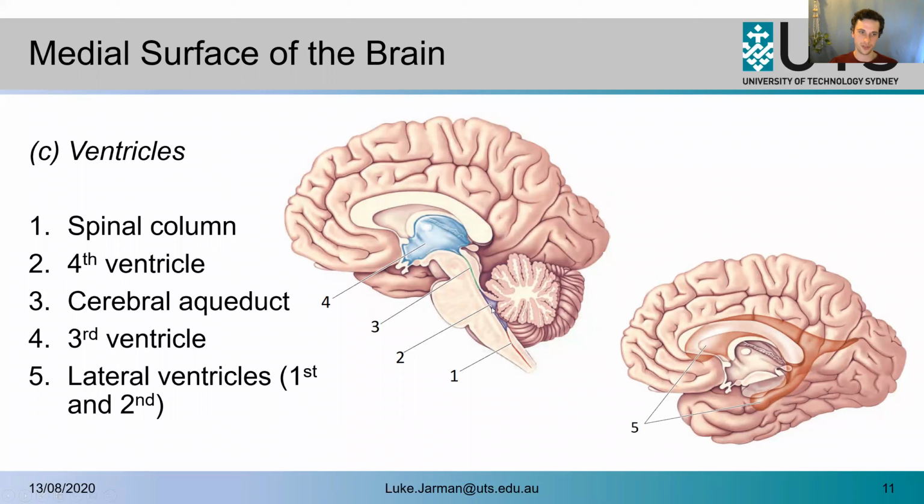2 is your 4th ventricle, so you have 4 ventricles. 3 is your cerebral aqueduct, which is just connecting your 4th ventricle to your 3rd ventricle. And then on this diagram on the right, you can see your lateral ventricles. So you have 1 on each side, so your 1st and your 2nd. So 4 ventricles, and this is basically your main ventricular system.